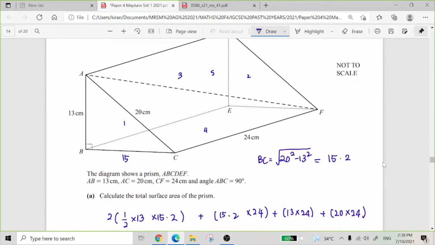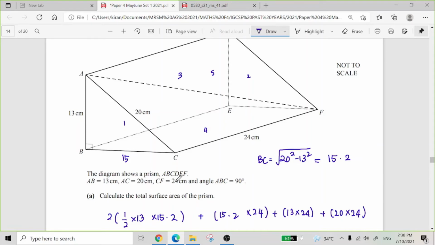So we go to question number 9. The diagram shows a prism ABCDEF. We have AB as 13 centimeters, AC is 20 centimeters, and CF is 24 centimeters, and the angle ABC is 90 degrees. Calculate the total surface area of the prism.